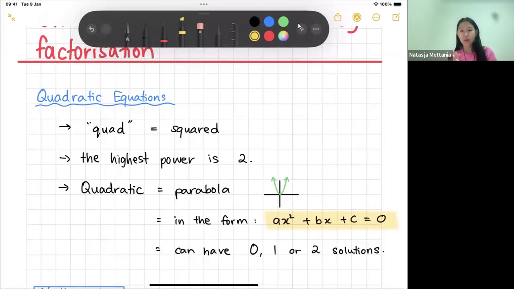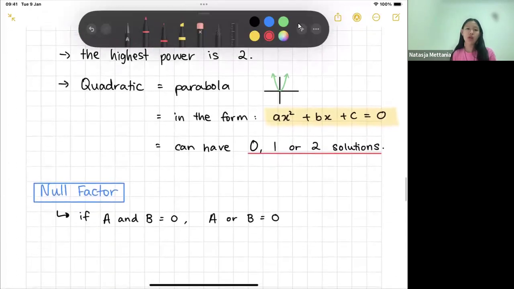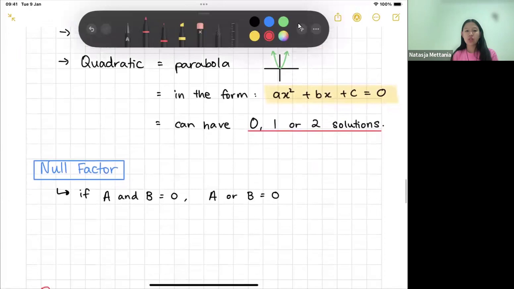That part there is really important. Let me just underline it. Quadratic equations, once again, can have 0, 1, or 2 solutions. Now, when we are solving quadratic equations, we are going to use this skill called the null factor. Null factor is basically if a times b is equal to 0, then a or b will equal 0. So you could have a equal to 0, or b equal to 0. I'll explain how the null factor works in the example.